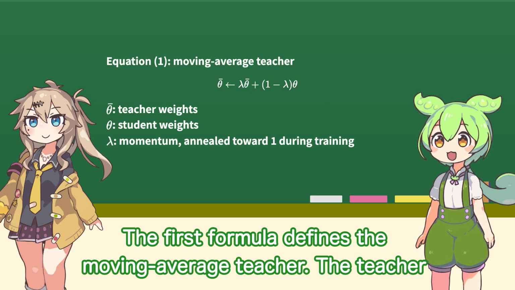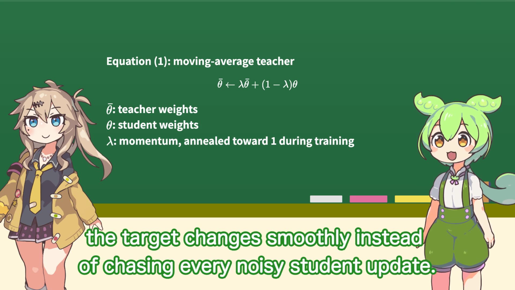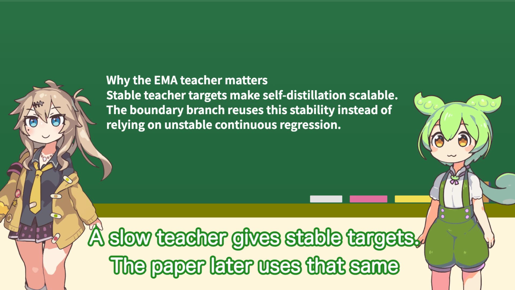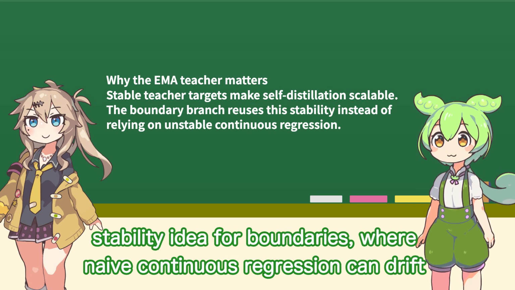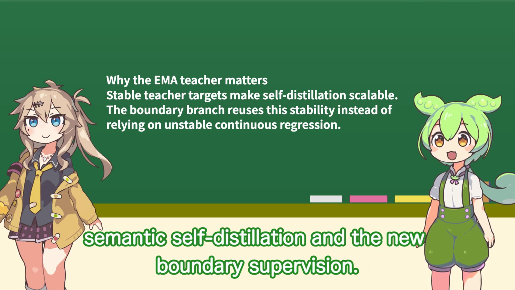The first formula defines the moving average teacher. The teacher parameters are updated from the old teacher and the current student, so the target changes smoothly instead of chasing every noisy student update. Why does the teacher need to move slowly? A slow teacher gives stable targets. The paper later uses that same stability idea for boundaries, where naive continuous regression can drift and collapse. So the moving average teacher is the backbone of both semantic self-distillation and the new boundary supervision.